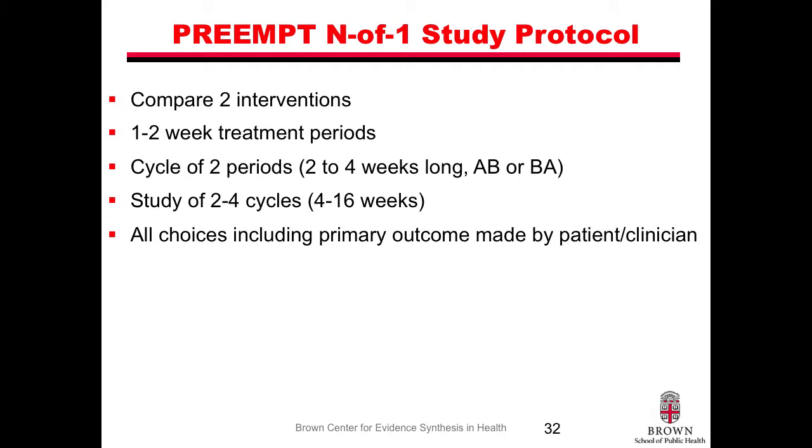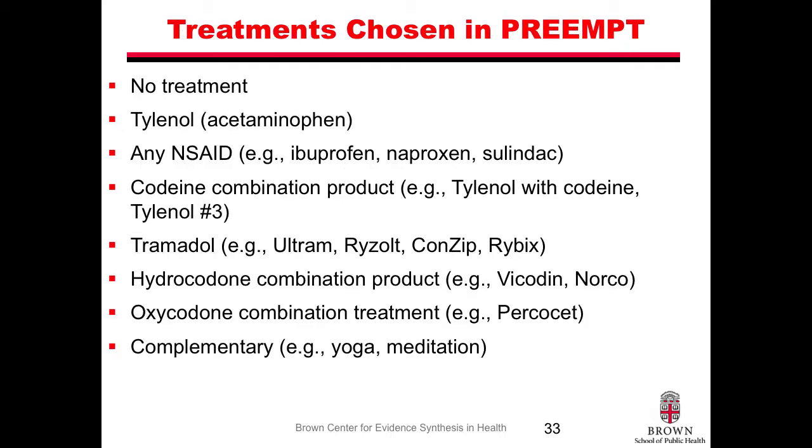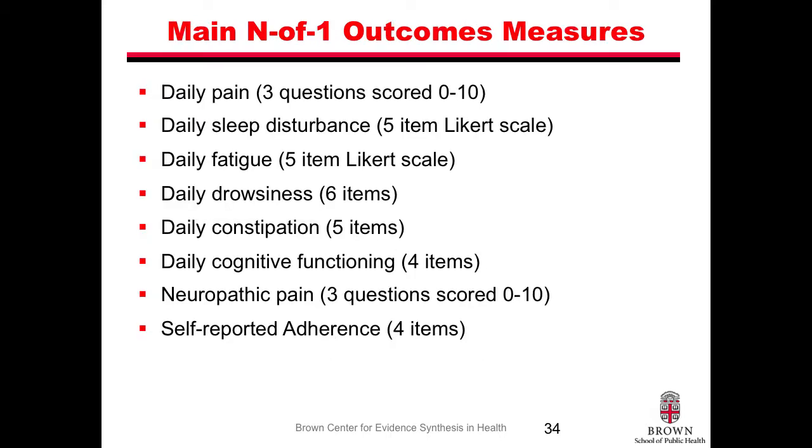And so they make all their choices. We give them a menu of outcomes that they report on, but they can choose which one is the most important to them. So here are some of the treatments that have been chosen by the people in the study. We have about 100 people randomized to each arm. And so people have chosen anything from no treatment at all to taking Tylenol to taking codeine and more intensive drugs, as well as complementary treatments like yoga, meditation, and so forth.